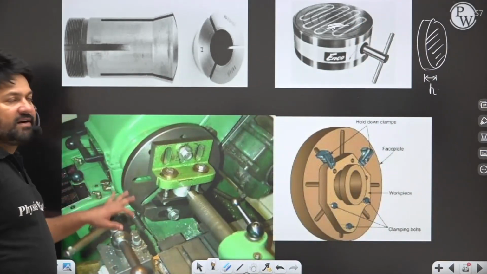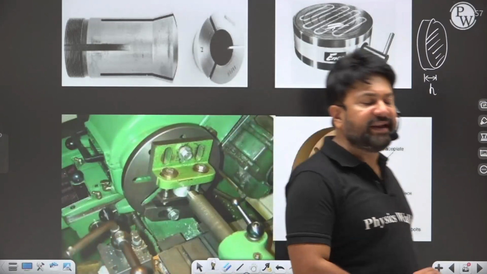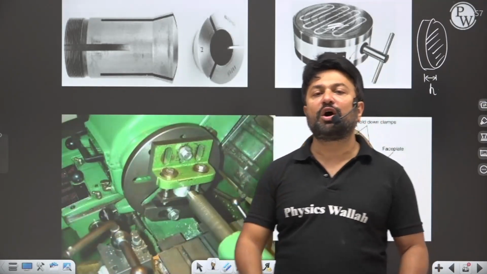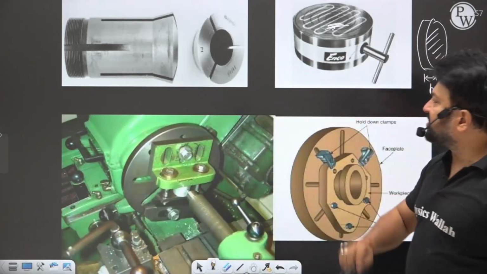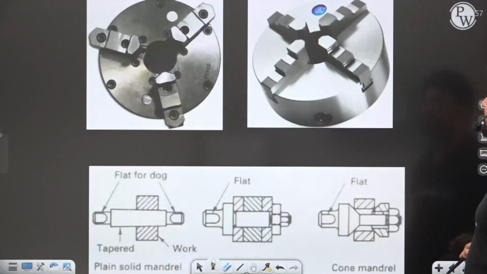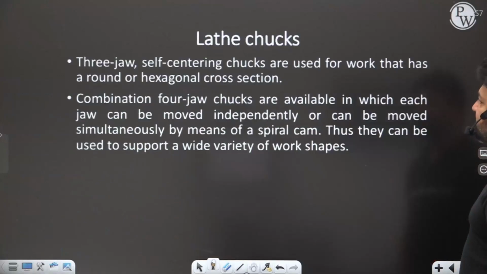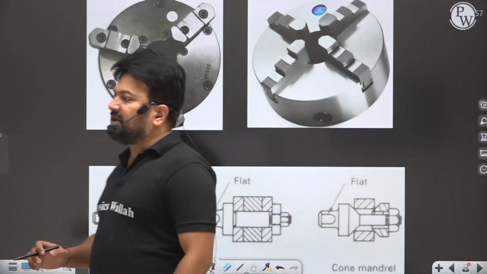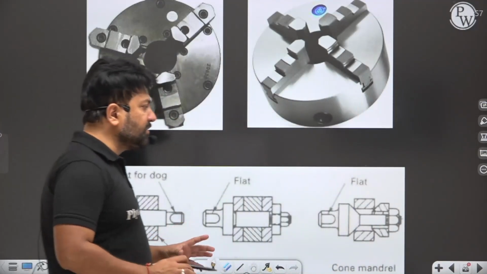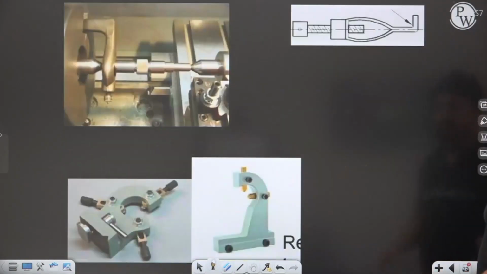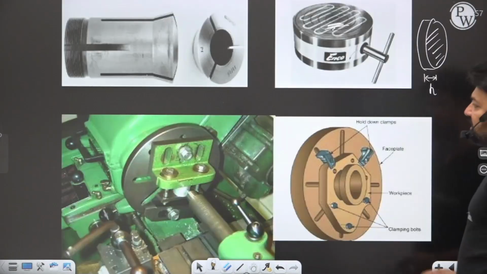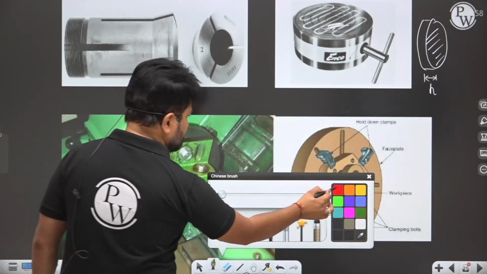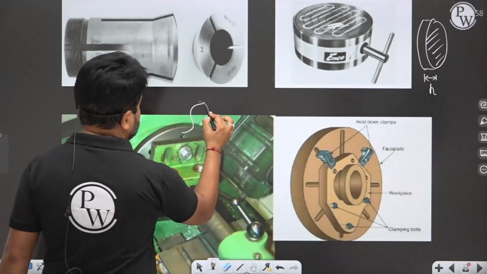The next is the faceplate. My dear, any complex workpiece which you are not able to mount in your 3-jaw chuck, in your 4-jaw chuck, in your magnetic chuck, in your collet, there is even one more work holding device, that is known as the mandrel. So if any workpiece cannot be mounted on these work holding devices, then we will use a faceplate. You can see here, this is a faceplate.